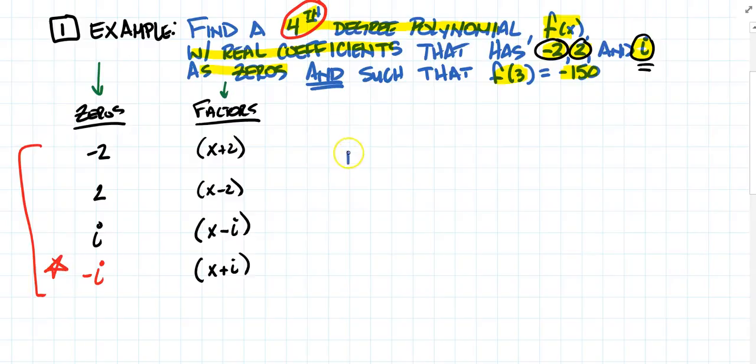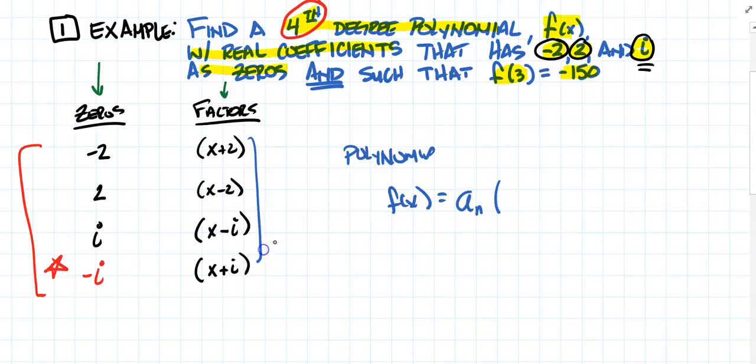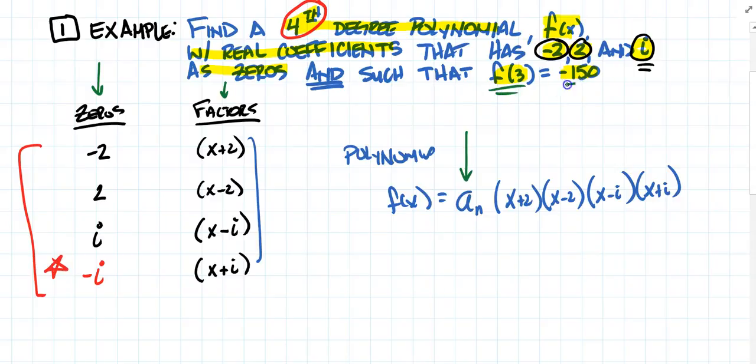Okay, so the polynomial will be this. f of x will equal some constant, which we're going to call a sub n for now, times each of my linear factors: x plus 2 times x minus 2 times x minus i times x plus i. So this is the general form of this particular polynomial, given all the information that I have. The reason we need this a sub n out in front is because our constant can be factored into each of our linear factors, and this is going to help us with this extra part at the end.